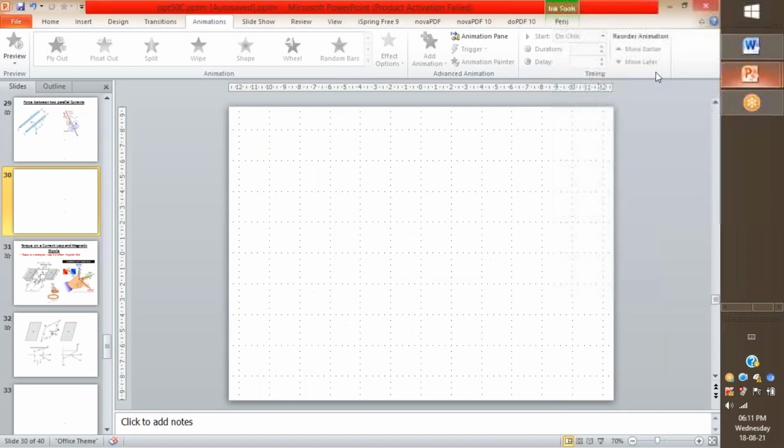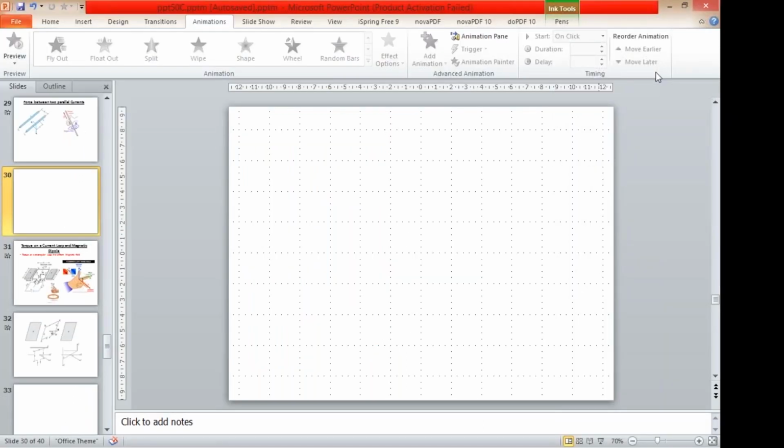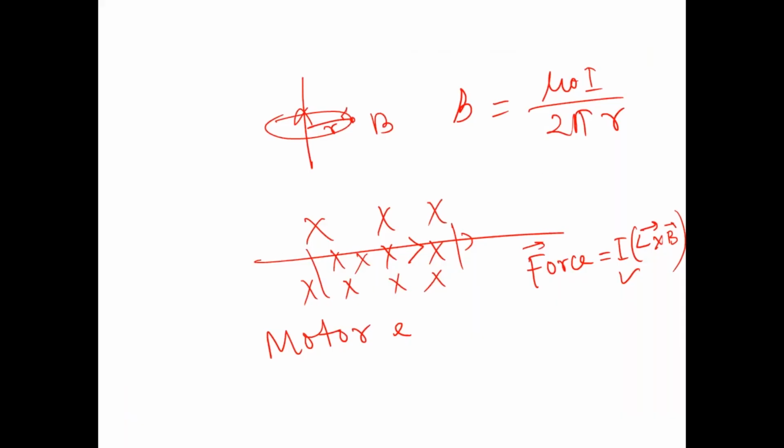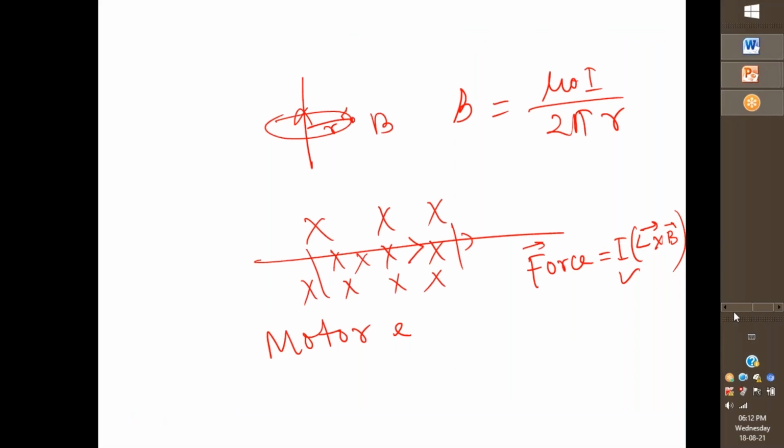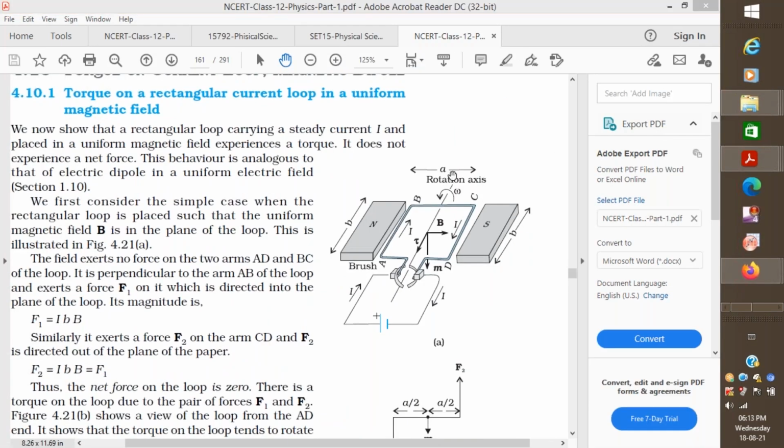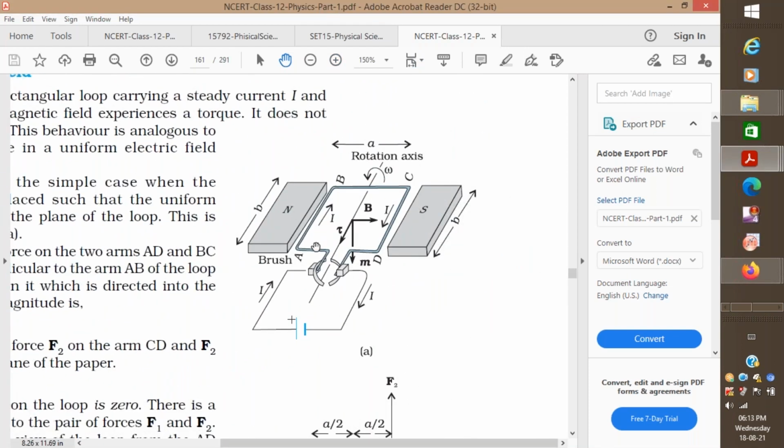See, wherever there is something to rotate, we use a motor, right? I hope you people agree with me. We generally use a motor. You can look here. This part we had already discussed in the last class, but still I'll just recap for your sake.